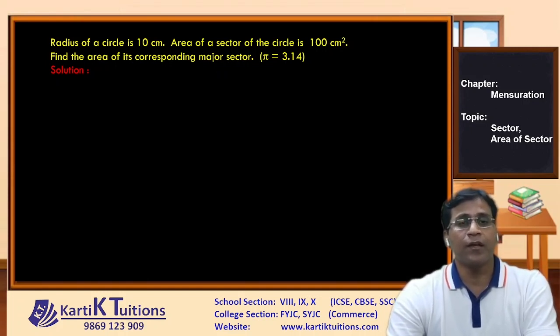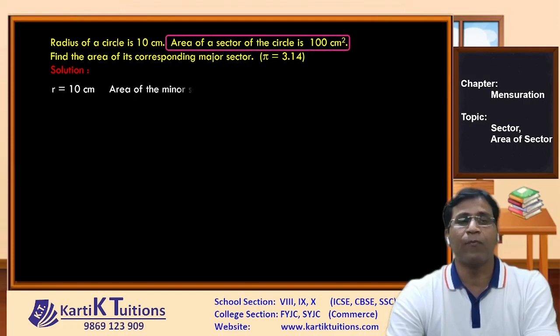तो इसमें तो दिया नहीं है, तो फाइंड करना पड़ेगा. तो सर क्या दिया है? एक तो अपने को रेडियस दिया है, that is r is given to us, and area of sector of the circle यानी area of minor sector is given to us as 100 centimeter square. Now first we need to find the area of circle.